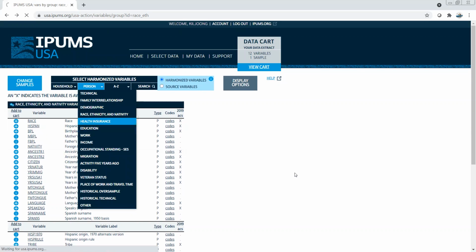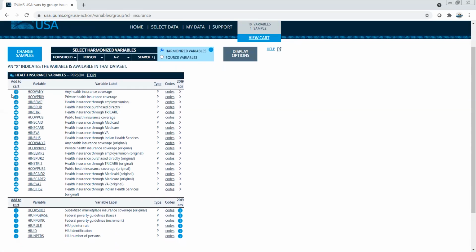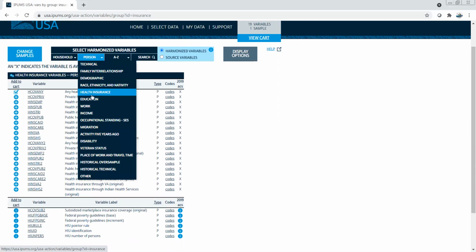And then health insurance. You can get general information about whether someone has health insurance or not. And then you can even break it down to whether someone has private health insurance, insurance through employer or union, or is a Medicaid recipient versus Medicare, VA. So you can disaggregate by different types of insurance as well. So this is very helpful.